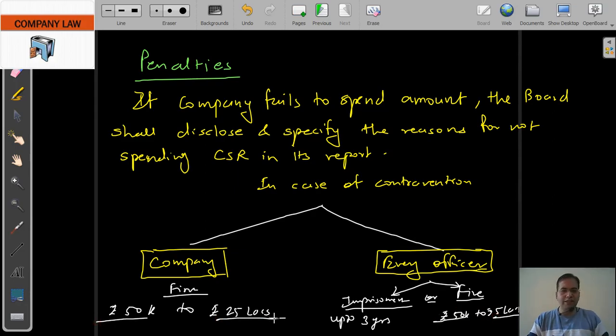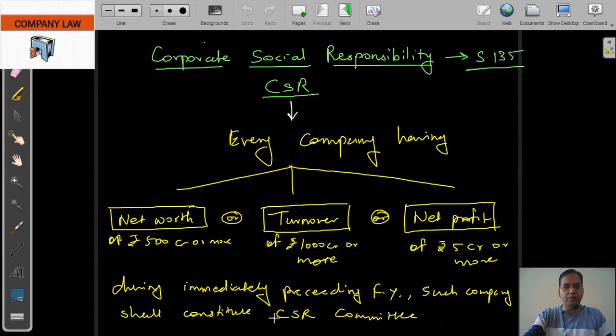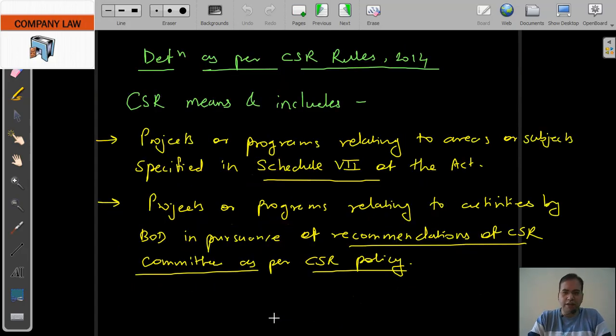Okay, so these are the important provisions relating to CSR. I hope you understood all the provisions. So you may please make a note of all these provisions very quickly. We have seen that every company having a net worth of 500 crores or more, or turnover of 1000 crores or more, or net profit of 5 crores or more during the immediately preceding financial year, only such company shall constitute a CSR committee. The definition is given under the CSR rules.